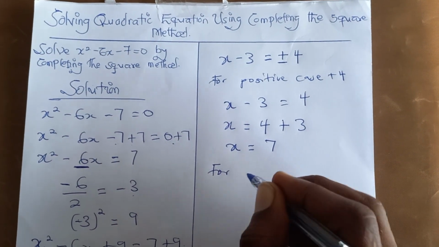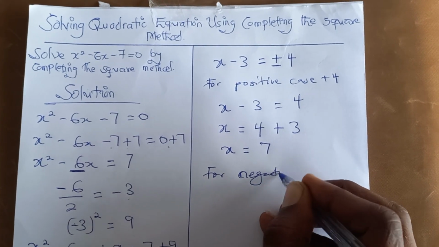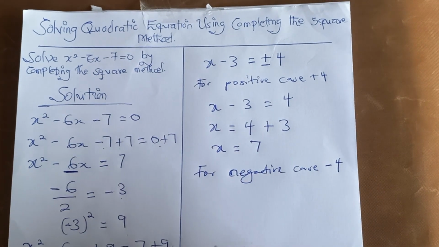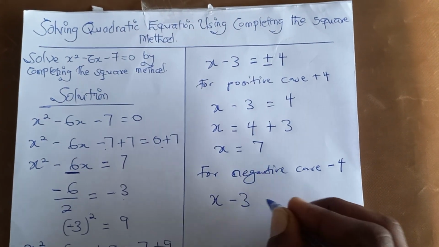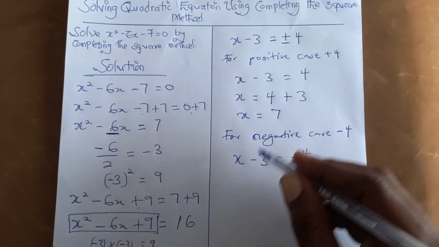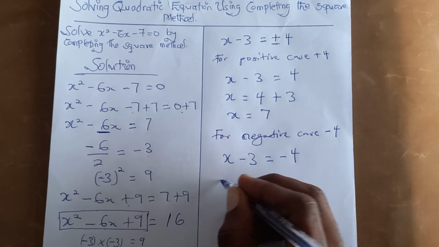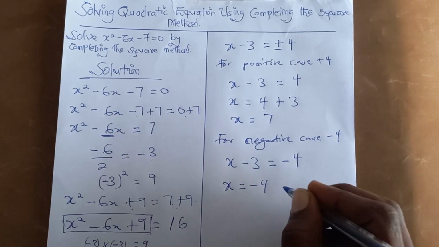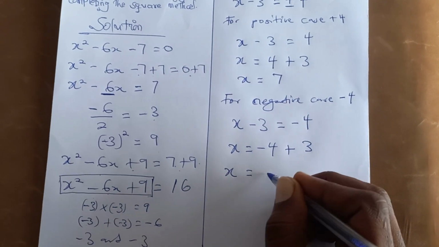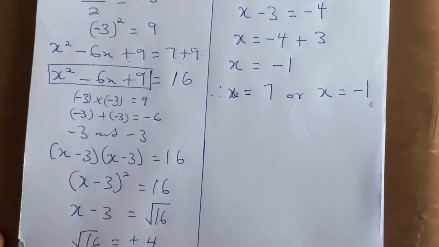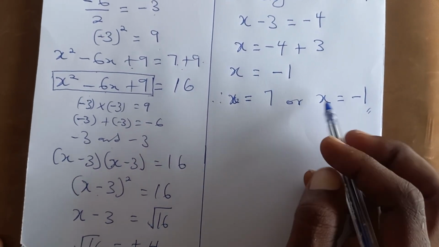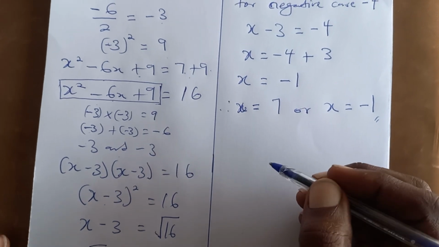For the negative case, we are going to get x minus 3 is equal to negative 4. The same process, we send 3 to the right-hand side. So it becomes x is equal to negative 4 plus 3. So our x is equal to negative 1. So our answer: we get x is equal to 7 or x is equal to negative 1. So this is our answer.